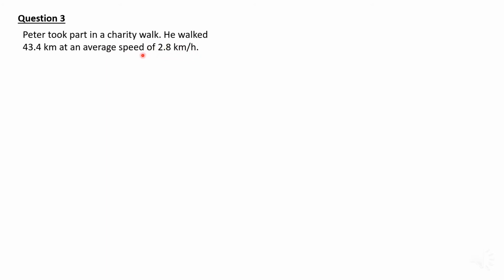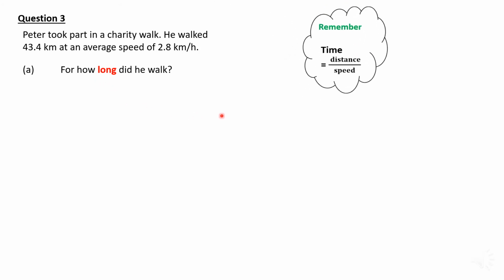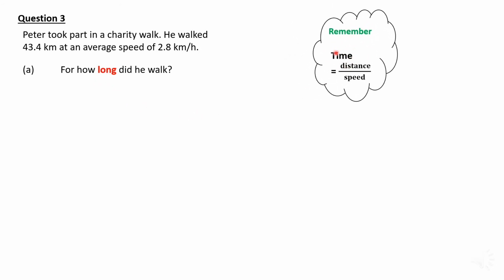So you have the speed, you have the distance, so we are looking for the time. How long did he walk? Remember how you find time: time is simply found by taking the distance divided by the speed. If you take this distance 43.4 and divide it by 2.8, you're going to get 15.5 hours, which is about 15 hours and 30 minutes. This is a very long way to walk, though. A long time that it takes.